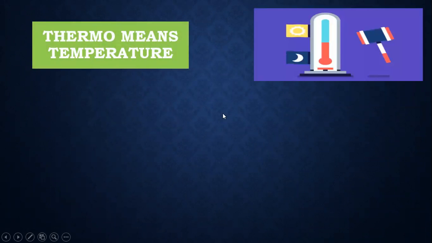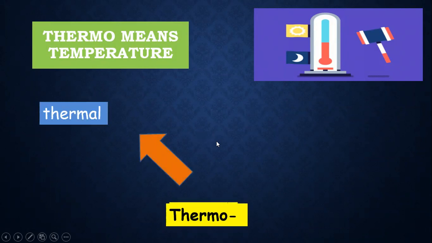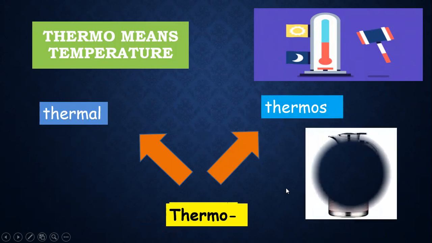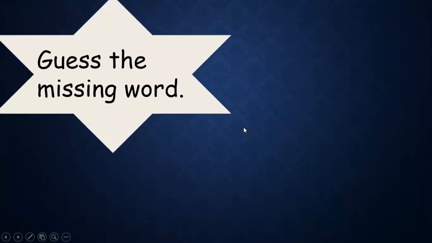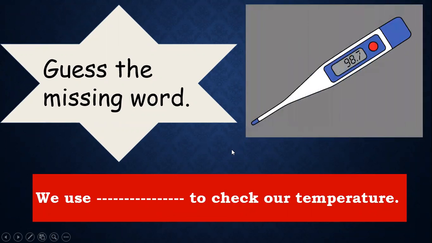Thermo means temperature, and the two words having similar meanings are thermal and thermos. Another word with thermo, guess the missing word. We use dash to check our temperature. And yes, that is thermometer.